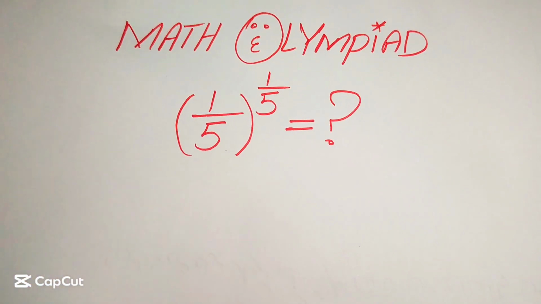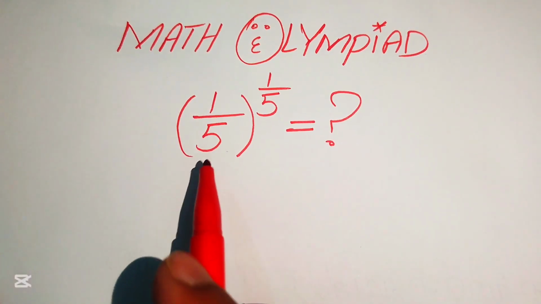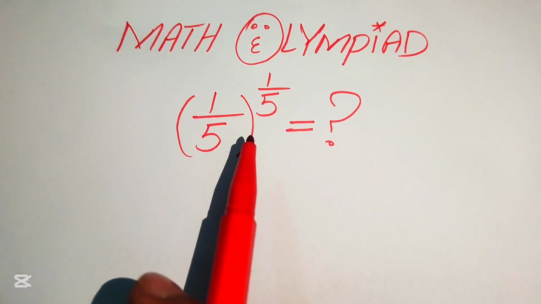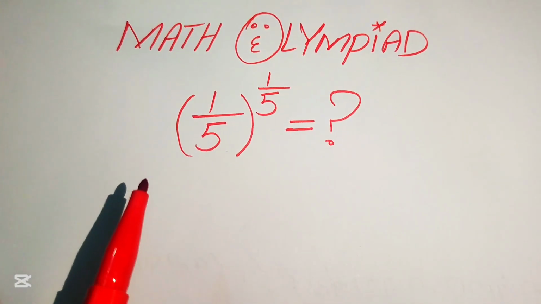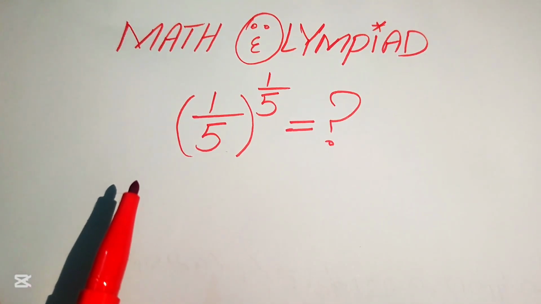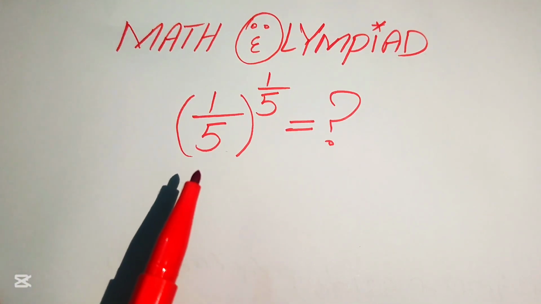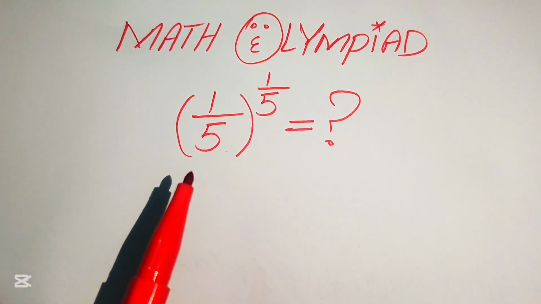Hello everyone, how to simplify this nice algebraic expression if we have 1 over 5 raised to the power of 1 over 5. So here we will simplify this algebraic expression into the lowest form.